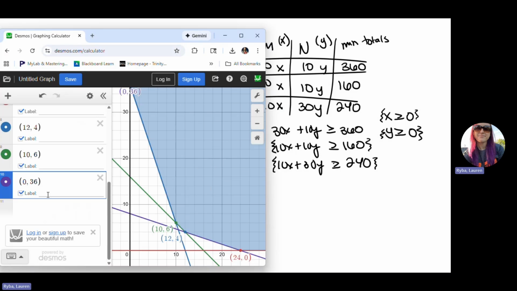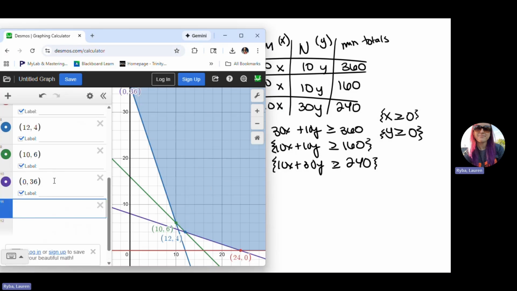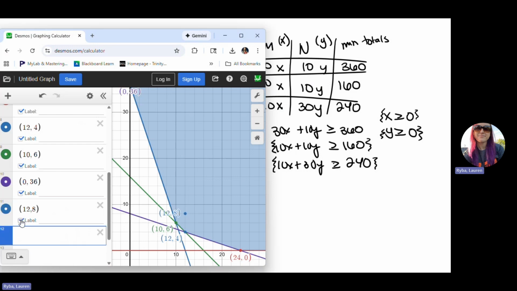But if I wanted to later have an extra solution in the shaded region, I could just add any point. So let's say 12.8 would be a point in the shaded region. So I could do that, and then I can manually type them in. It's up to you which you prefer.